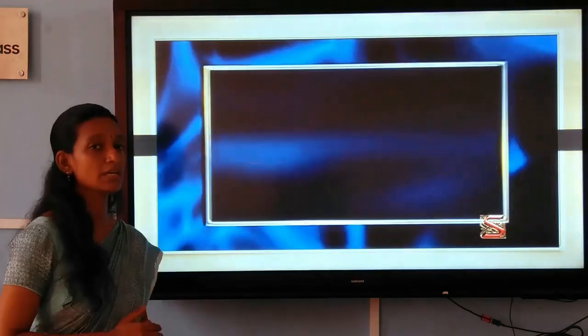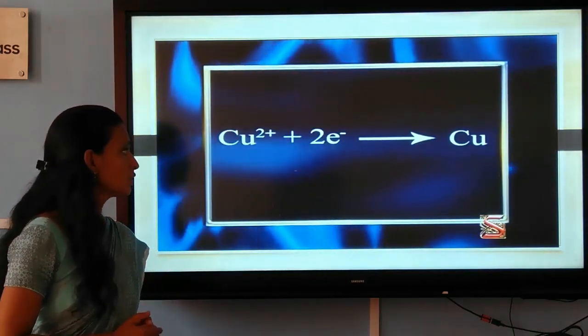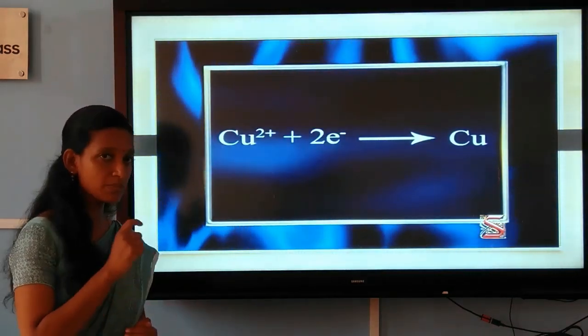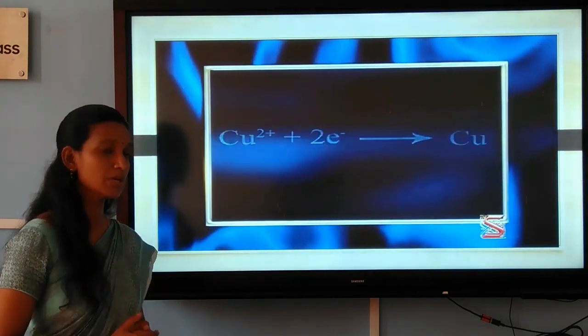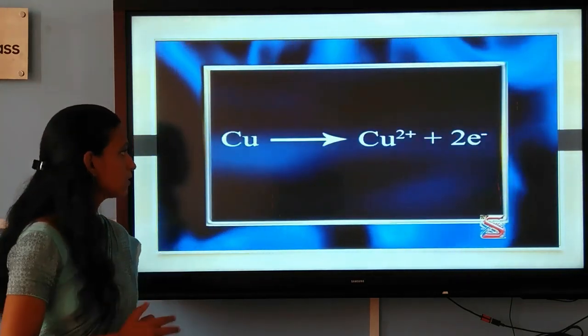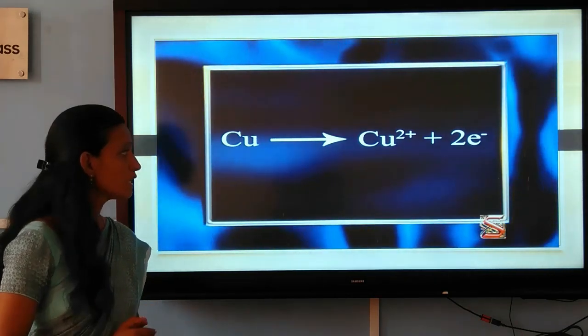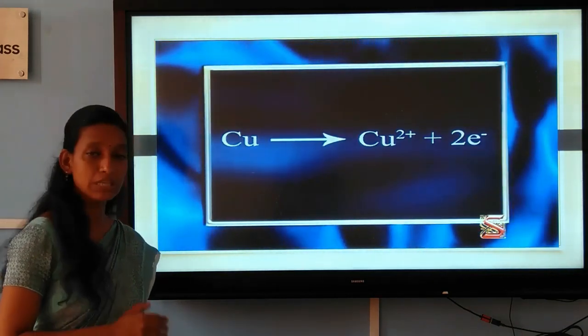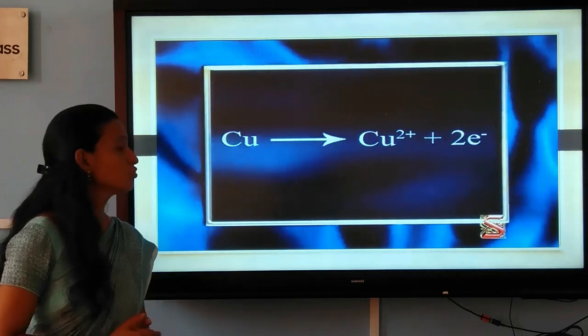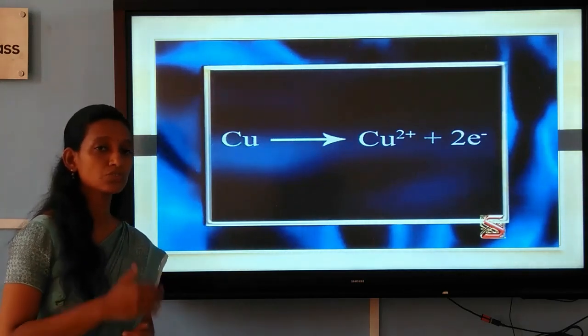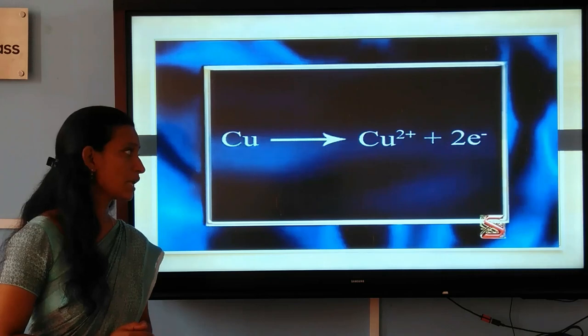So in this way, as the process continues, you can see that the anode becomes thinner and thinner and the cathode becomes thicker and thicker. These are the two equations corresponding to it. There is Cu giving Cu2+ plus 2 electrons at the anode, and at the cathode Cu2+ accepts 2 electrons to get deposited as metallic copper.